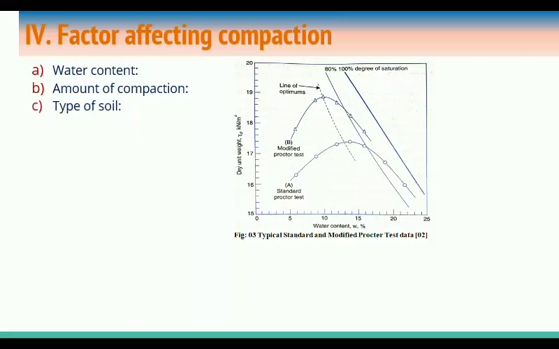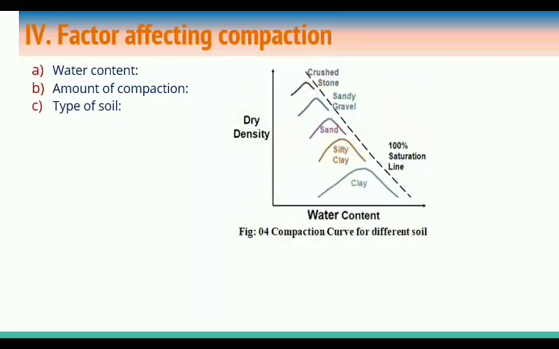Next is the type of soil. In this figure, the variation of the compaction curve is shown for all types of soil, with dry density against water content, and a dotted line shows the 100% saturation line. Generally, coarse grained soil can be compacted to a higher dry density than fine grained soil. A well graded sand attains a much higher dry density than a poorly graded soil, because a well graded soil has all size proportions.